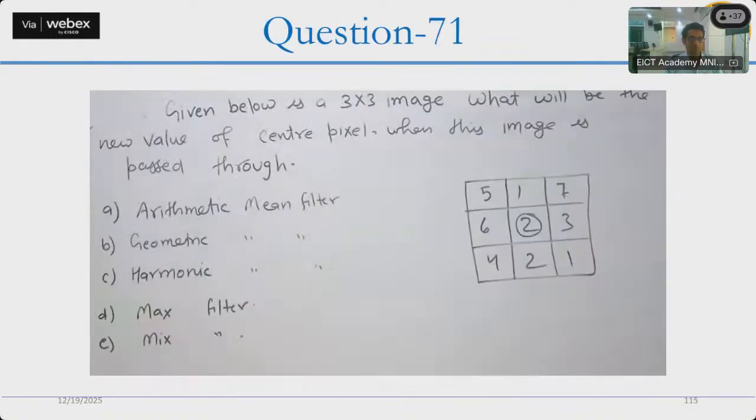Given below is a 3 by 3 image. What will be the value of the center pixel when this image is passed through an arithmetic mean filter, geometric mean filter, harmonic mean filter, and maximum filter? So how will you calculate it? It's an open problem. Can you find it out? Just have a thought over it.